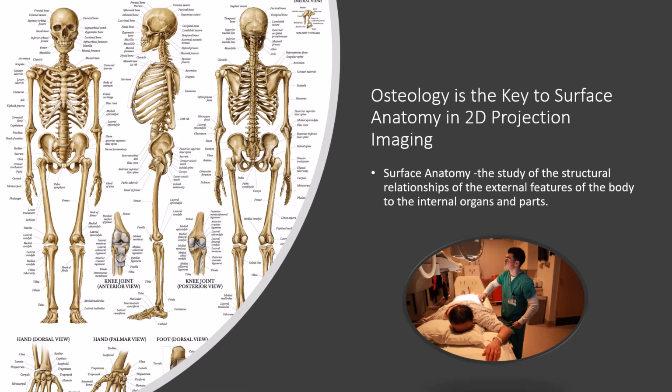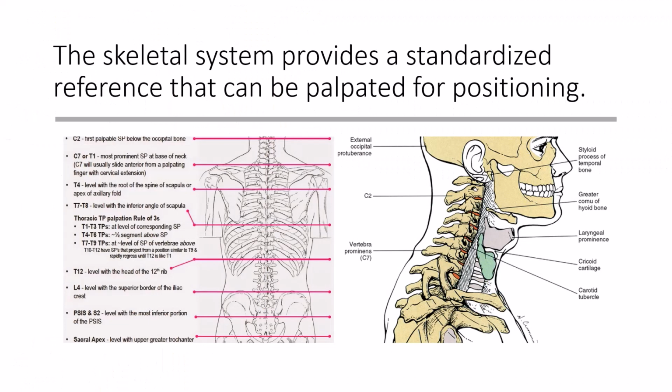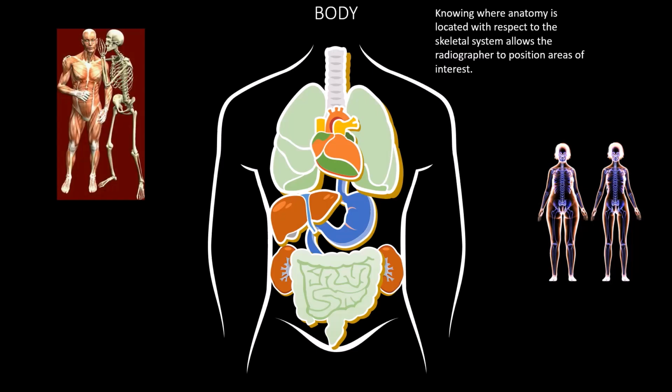Osteology is the key to palpating surface anatomy in 2D projection imaging. Surface anatomy is the study of the structural relationships of the external features of the body to the internal organs and parts. The skeletal system provides a standardized reference that can be palpated for positioning. Knowing where the internal anatomy and organs are located with respect to the skeletal system also allows the radiographer to position areas of interest that cannot be palpated.